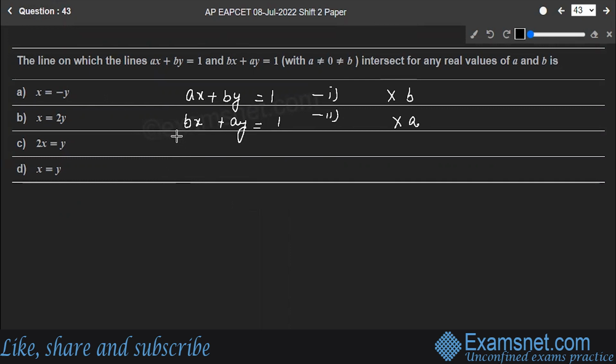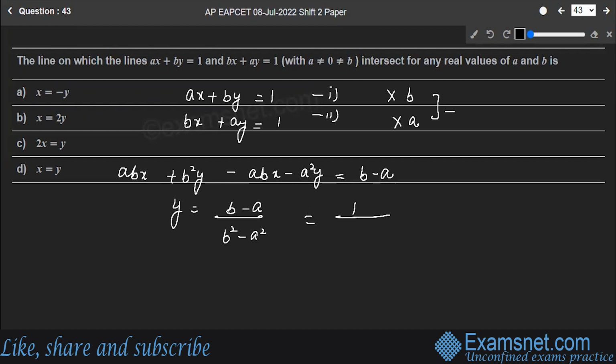Then adding them, you will get ABX plus B square Y. I'll be subtracting both these equations, so this will be minus ABX minus A square Y is equal to B minus A, which on solving will give you Y is equal to B minus A upon B square minus A square, which will be equal to 1 upon A plus B.